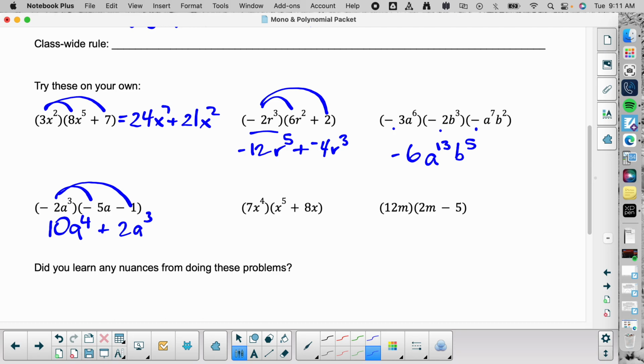Okay, I feel like we should save these 2 problems down here that we can do together at the beginning of the hour tomorrow to kind of refresh us how to do this. And then we'll go from there.